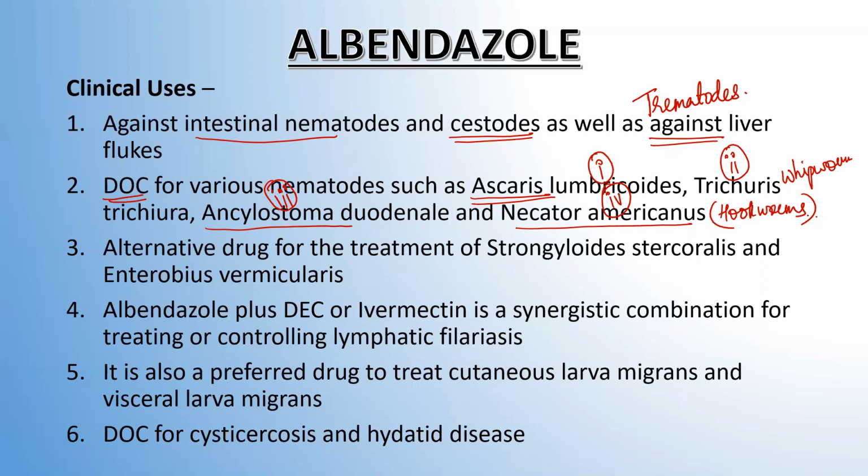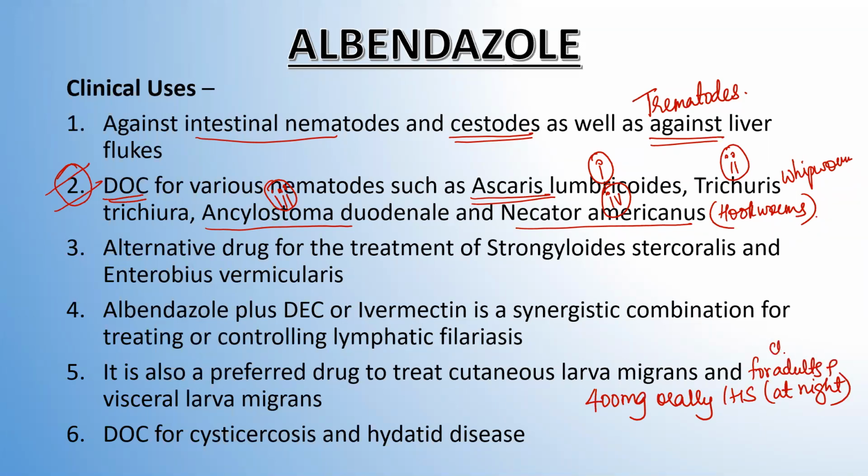Now, when an adult, or children above 2 years of age, are infected with these parasites, what is the dose that you need to give? Because in this chapter, the dosage and the dose are very important. So you have to remember certain doses and dosages. So for adults and children above 2 years suffering from these parasitic infestations, you have to give a dose of albendazole 400 milligrams orally 1 HS. That means at night. This is for adults and children above 2 years.